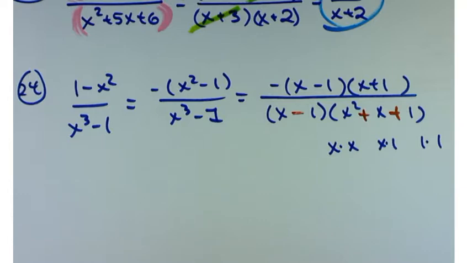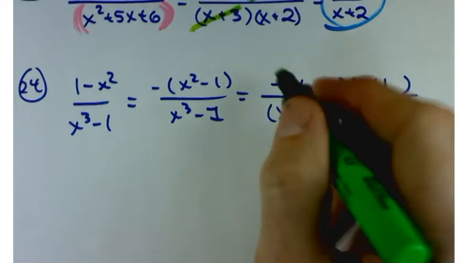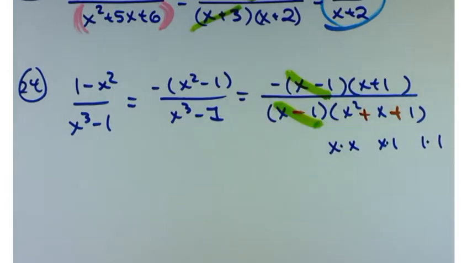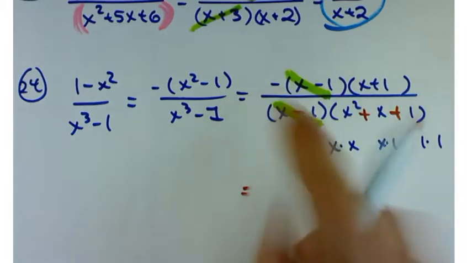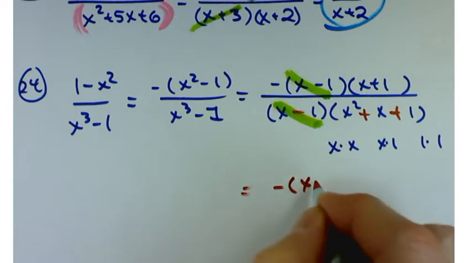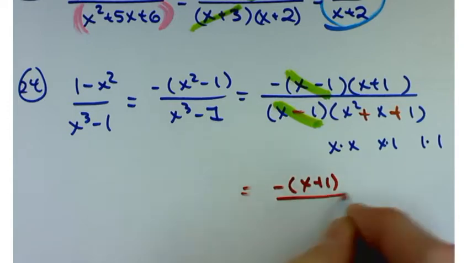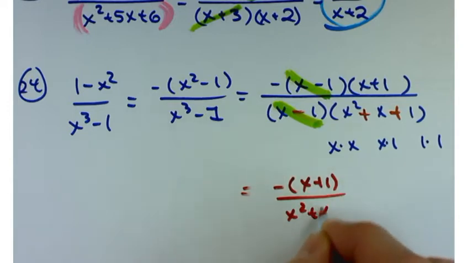So we've done a lot of work here, a lot of nice work. But what's that give us? What can we do now? Yeah. Hasta la vista, baby. Those are gone. Cancel those things. So what you're left with, did the negative disappear? No. You can leave that factored. Negative of x plus 1 over x squared plus x plus 1.